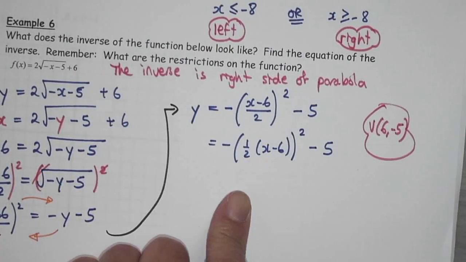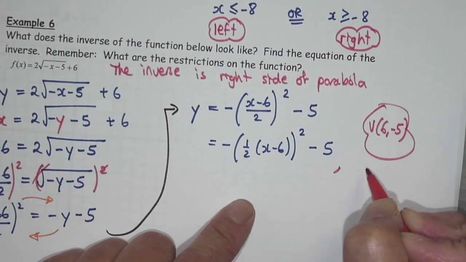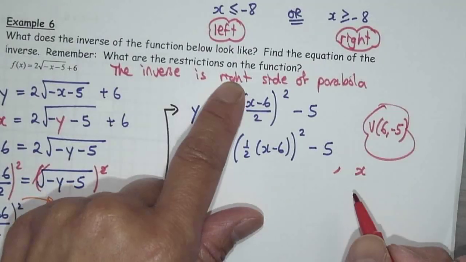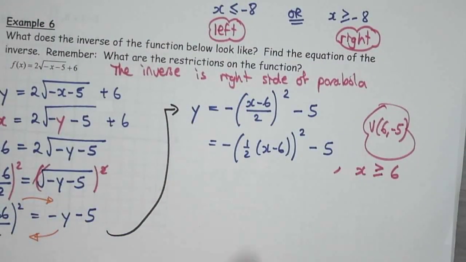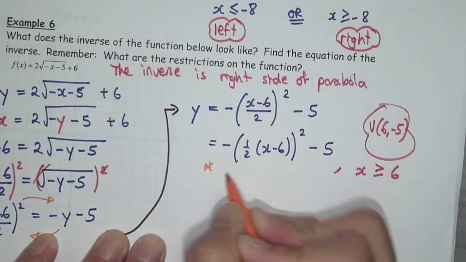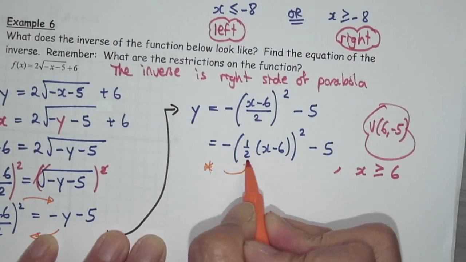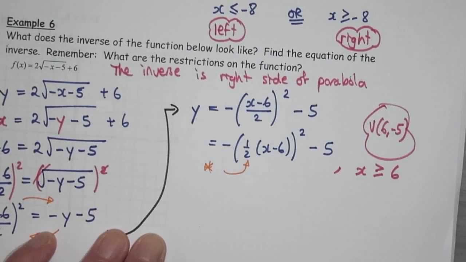Okay, so then my restriction would be x, and we want the right side of the parabola, greater than or equal to 6. Okay, so that was a little tricky here. You don't have to rewrite it, but that 1/2, because it's under the whole thing, is actually factored out in front, so you don't bring it back to the 6. Right? That's different. Any questions with that?